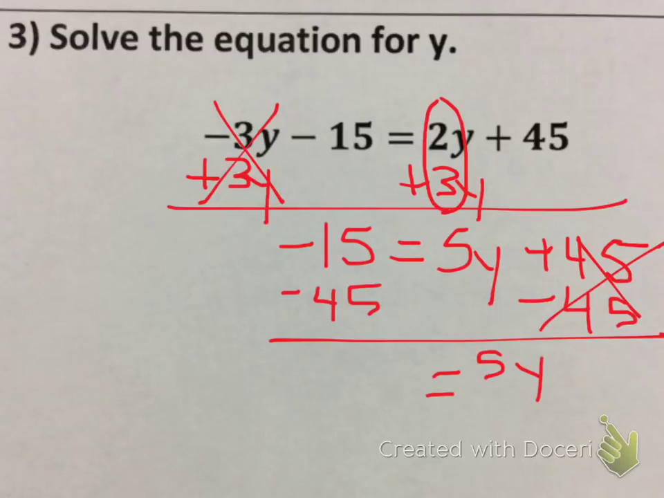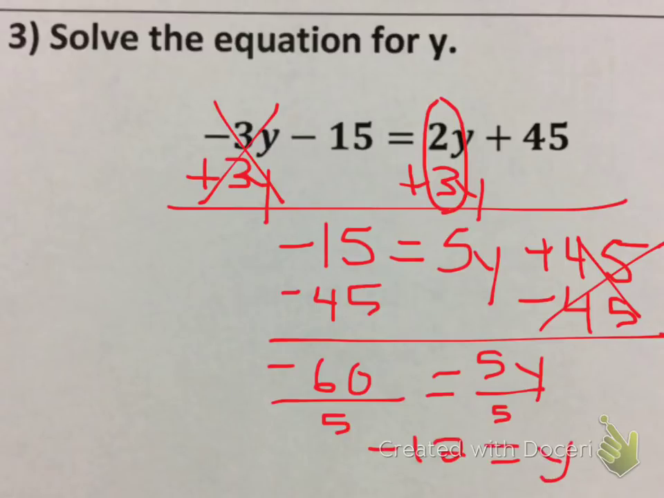And on this side I have a negative 15 and a negative 45, which adds together to be a negative 60. So I would have negative 60 on this side. Then again, cover up that y and see what you need to move. You need to move the 5. The 5 is multiplied by the y, so I have to do the opposite, which is divide by it. So I'm going to divide both sides by 5. And when I do that, I do negative 60 divided by 5, and my answer is negative 12. So negative 12 is equal to y.